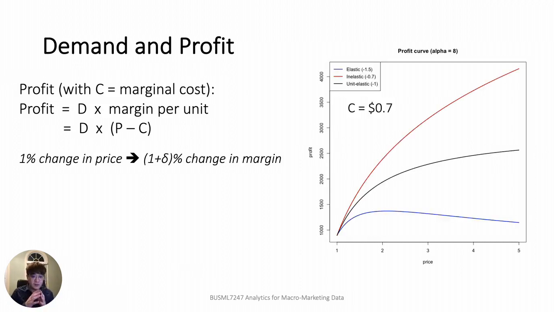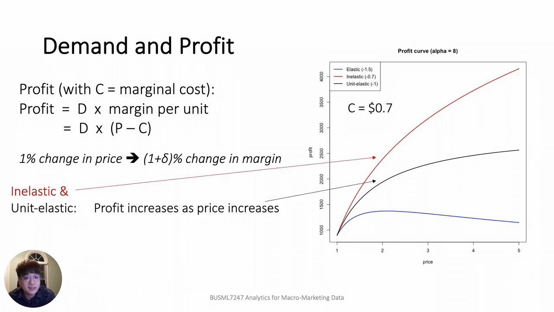This graph shows profit curves derived from the demand curve in the previous slide. Here, the unit cost is assumed to be 70 cents. As you can see, both inelastic and unit elastic profit curves show an increasing pattern of profit as price increases. This makes sense for the inelastic case because the revenue is increasing as price increases. And it also makes sense for the unit elastic case because the gain from the price increase becomes larger with the consideration of cost.